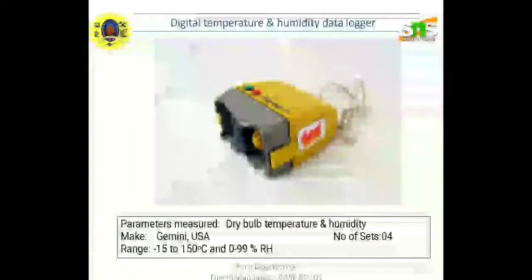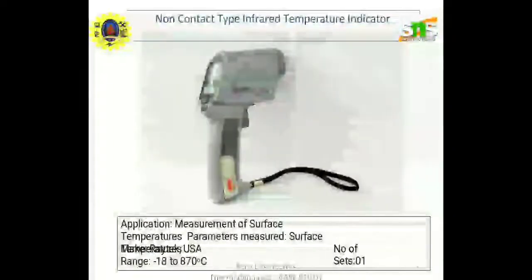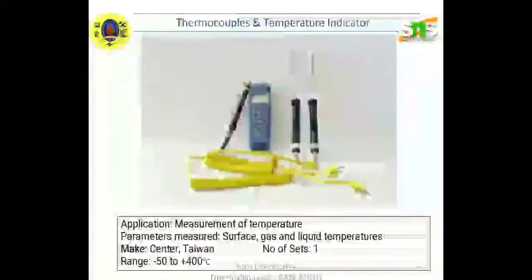It's a digital temperature and humidity data logger. Its range is 15 to 150 degrees Celsius and 0 to 99% humidity. The parameters measured are dry bulb temperature and humidity. It's a non-contact type infrared temperature indicator used for measurement of surface temperature. The range is 18 to 870 degrees Celsius. It's an infrared pyrometer, used for measurement of surface temperature. The range is 18 to 870 degrees Celsius.